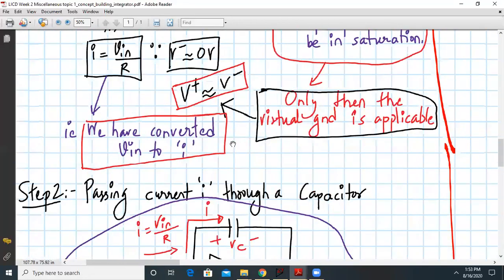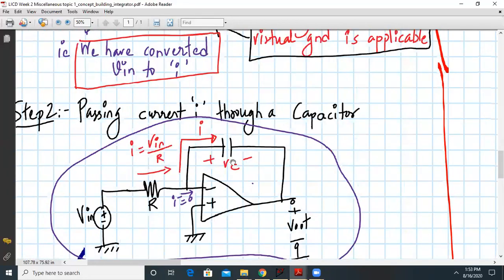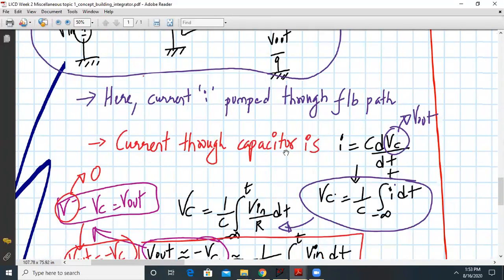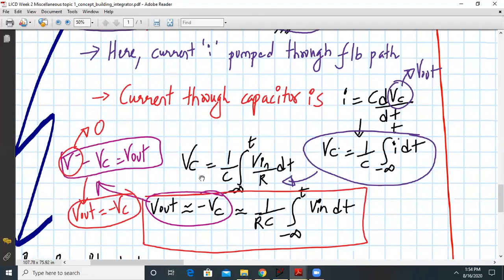Now the next step is we have to pass this current through a capacitor. So we connect a capacitor in the feedback loop, and the entire current goes through the capacitor because I minus is approximately equal to 0 for an op-amp. So the current I is pumped through the feedback path. The current through the capacitor is given by the formula I is equal to C dVc by dt, where Vc is V out. So V out equal to Vc is equal to 1 upon C integral of I dt, and that's what we have written over here.